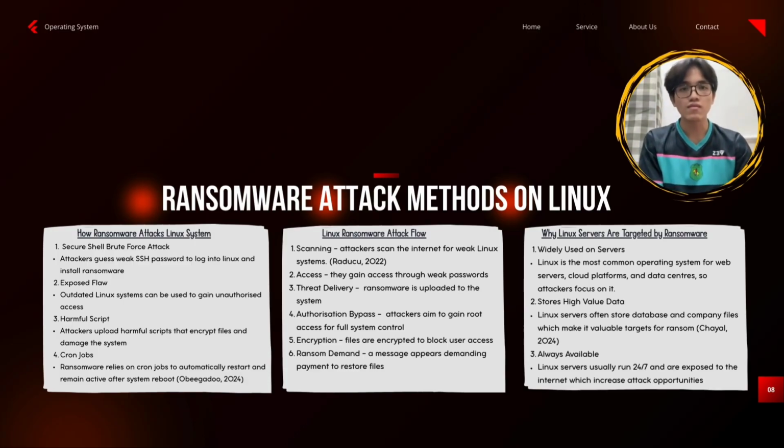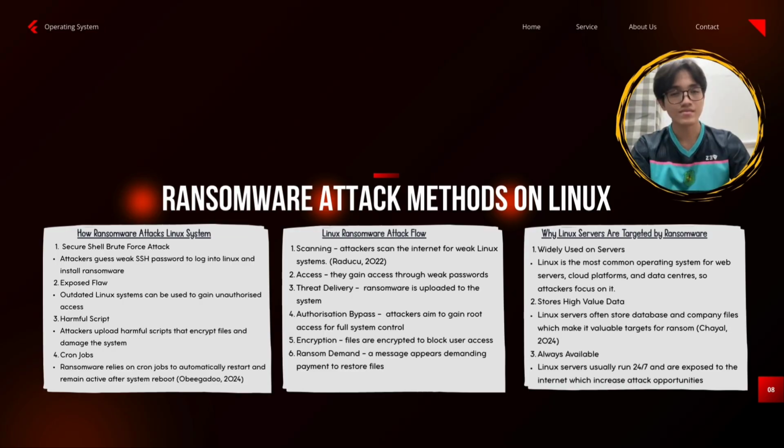Attackers can also upload malicious scripts. These scripts are designed to encrypt files and sometimes disrupt or damage the system. Lastly, ransomware often uses cron jobs to stay active. By setting up scheduled tasks, the malware can restart itself automatically even after the system reboots.